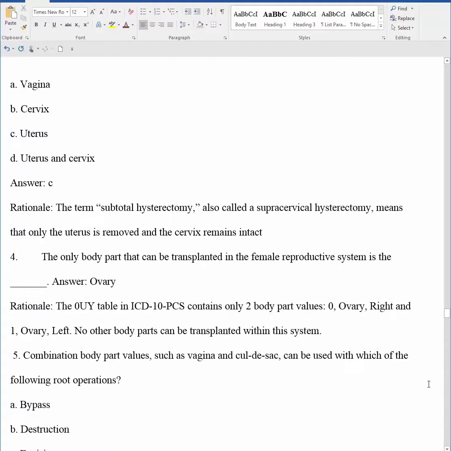Number 4, the only body part that can be transplanted in the female reproductive system at this time is ovary.